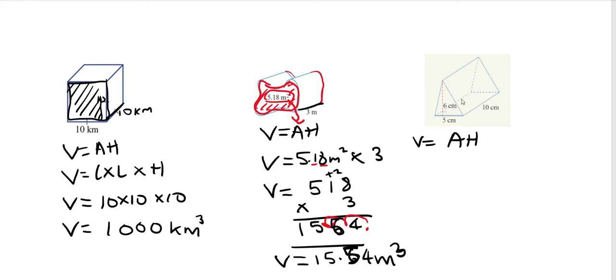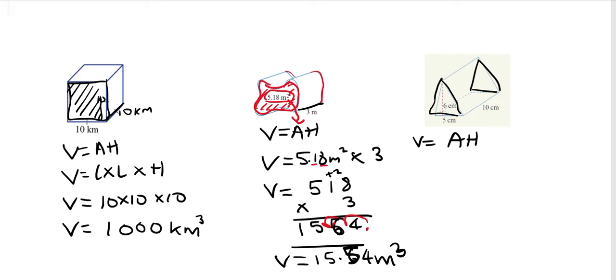Okay, and for our last one, we can see that we have a prism. All the sides are straight. The cross section I can see is a triangle. So this will be a triangular prism. The triangle at the front, there it is, the same triangle at the back. So if I slice this, I'll see that same triangle all the way through.